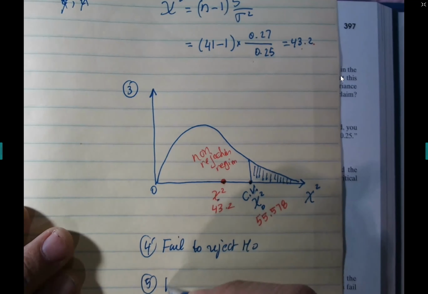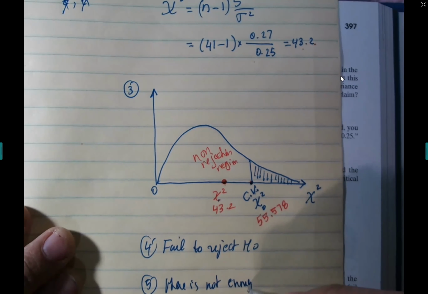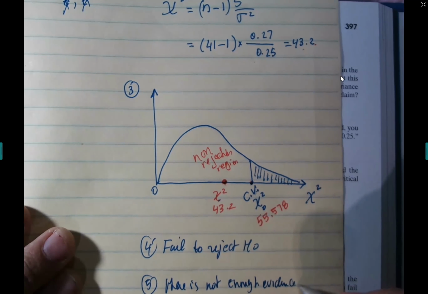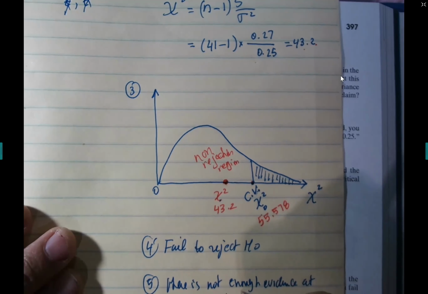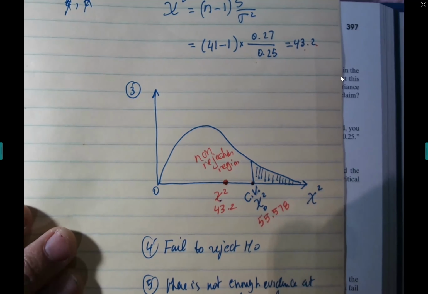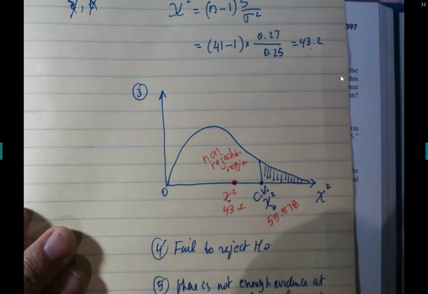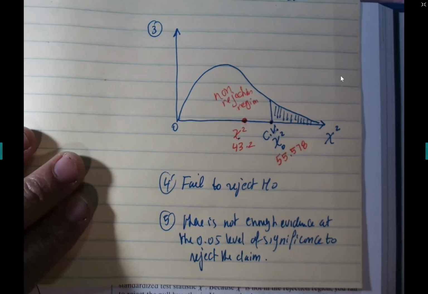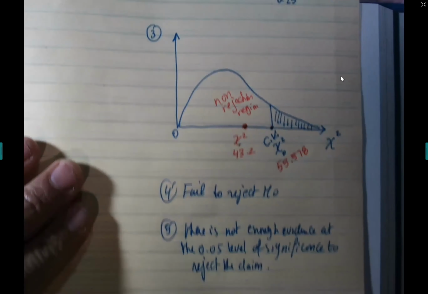Step 5. There is not, I'm going to be consistent here, enough evidence at the 0.05 level of significance. The claim is in H0, guys. So what's the magic word that I have to use here? There is not enough evidence to reject the claim. Step number 5 is about the claim. We're saying we cannot reject the claim, and that concludes the question.